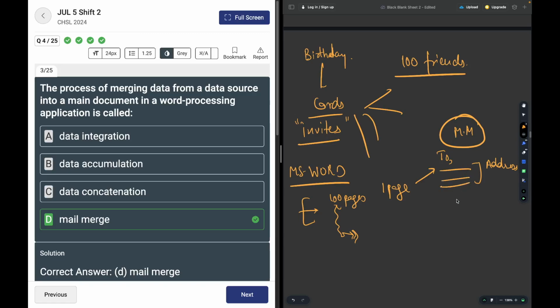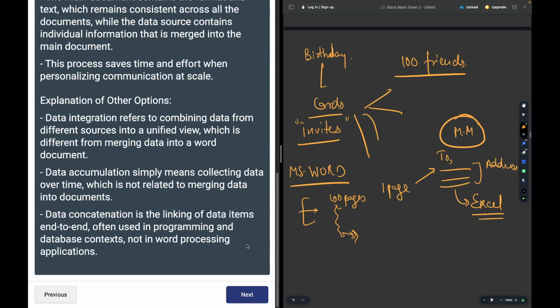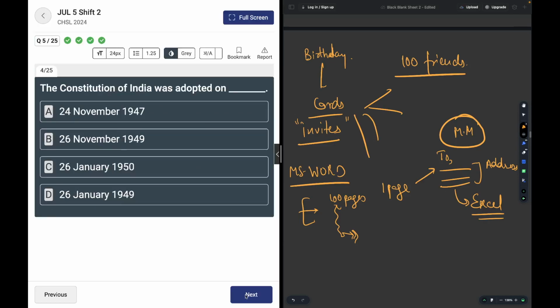Okay, you will link it to an Excel file which has the list of all your friends and their addresses, and you will link it and press the button mail merge. It's pretty simple. If we get a chance, I'll definitely show it to you. So mail merge is the answer. And once that exercise is complete, you'll get a new Word document which is 100 pages long, and you will be able to send it forward. Okay, moving on.